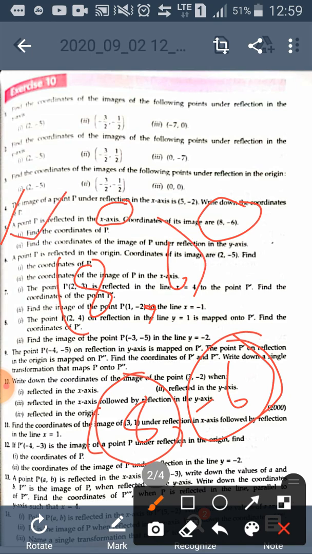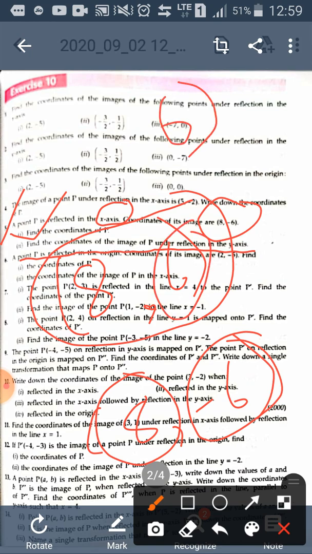Done. Second one is, this has become a bit clumsy, but still I want you to pay attention. Find the coordinates of the image of P under reflection in the y-axis. If this P, which is 8 comma 6, gets reflected along the y-axis, what will be the coordinates? The y coordinate won't change, I will write it as 6 only, but the x coordinate will change to minus 8. Understood? That's it.